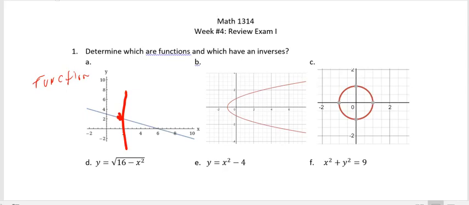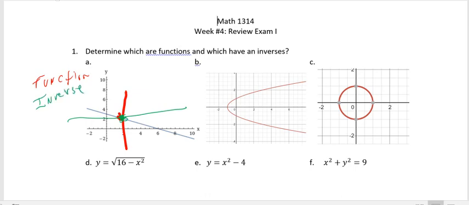In order to have an inverse, number one, it has to be a function. If it's not a function, then it's not going to have an inverse. So since this is a function, the way we check for inverse is there's another test, which is a horizontal line test. What that one says is if you draw a horizontal line and it only crosses in one spot, then it's going to have an inverse. Okay, so this one will have an inverse.